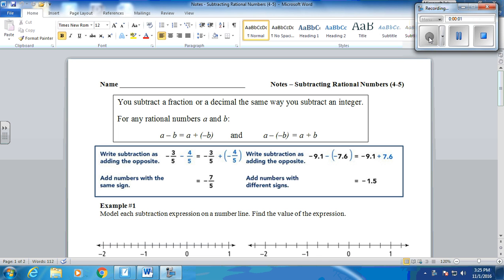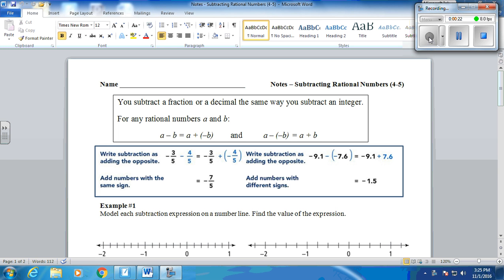Hello, here we are continuing to talk about rational numbers. Today we're going to talk about subtracting rational numbers. We're going to dive right into this. It says you subtract a fraction or a decimal the same way you subtract an integer. So the same rules are going to apply for any rational numbers A and B.